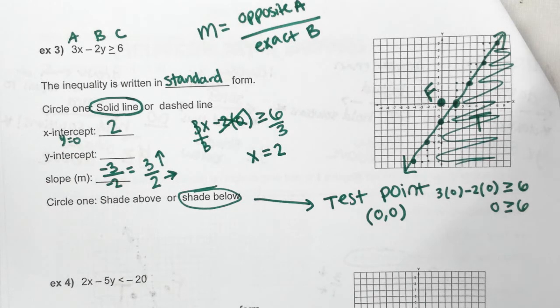Now, what if 0, 0 is on your line? Can you choose that point? No. You can choose any point on the graph that's not on your line.